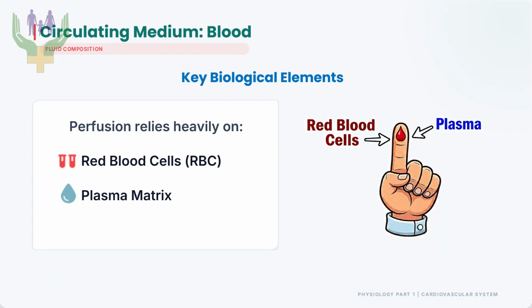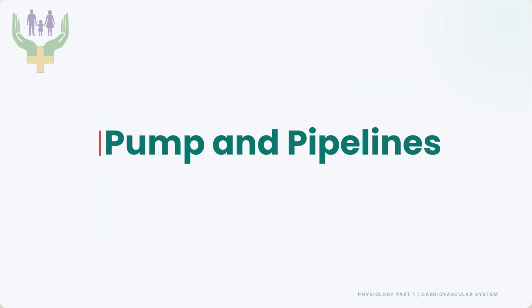Adequate perfusion starts with a sufficient volume of blood in the body to carry oxygen. Red blood cells, or RBC, contain hemoglobin molecules that capture and release oxygen. The liquid part of the blood is plasma. Without adequate red blood cells and plasma, oxygen will not be able to travel from the lungs to the rest of the body. Now let's look at the pump and pipelines.